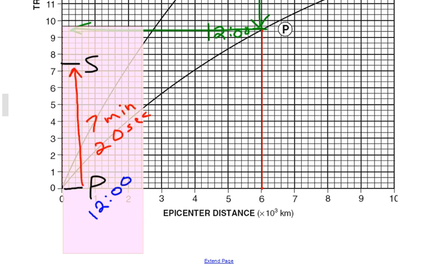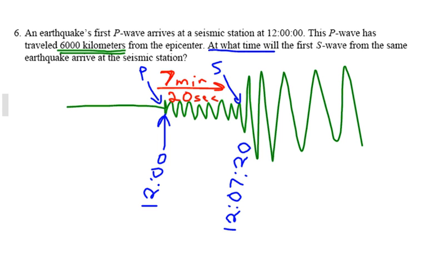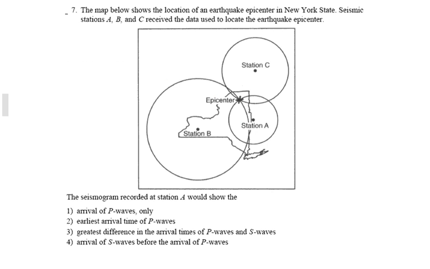Well, I started it at exactly 12. So if I add 7 minutes and 20 seconds to 12, then from here to here is 7 minutes and 20 seconds, the time would be 12 o'clock, 7 minutes, and 20 seconds is what time the S wave got there. So if we look at the question, at what time will the first S wave arrive? The first S wave would arrive at 12:07:20.